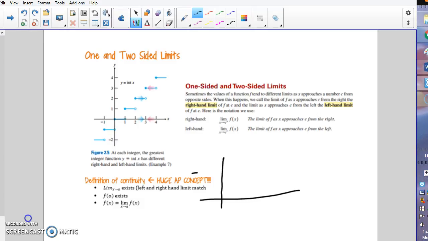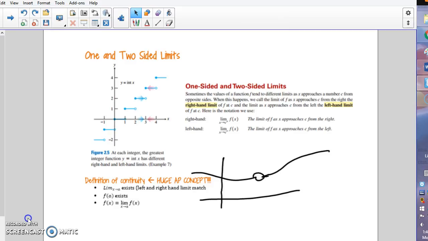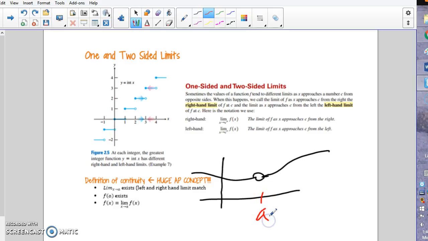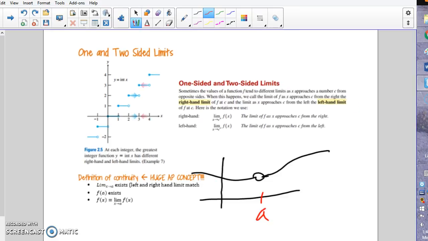So really quick, for the limit to exist, it doesn't matter that I have a hole hanging out right here. Remember, the idea for a limit to exist is we look at the function approaching from the left compared to how it approaches from the right. As long as it's approaching the same value from each side, that limit exists. So both the left and the right have to be approaching the same number. In this case, I'm going to say this is A, the limit as x approaches A of the function. This exists because as I come in from the left and as I come in from the right, I'm approaching that same value. Limit exists.